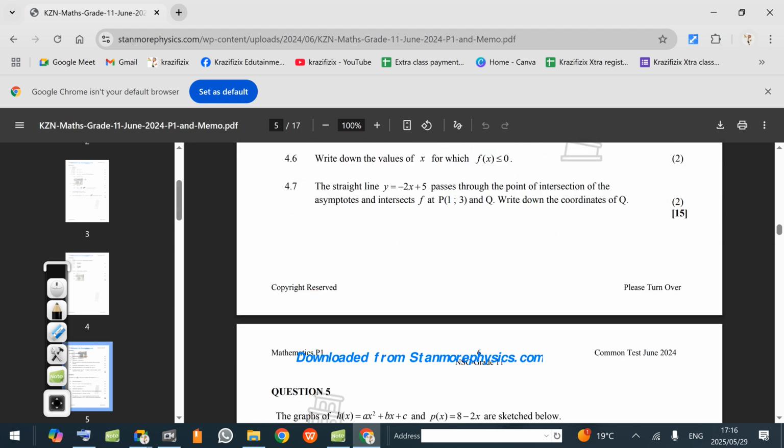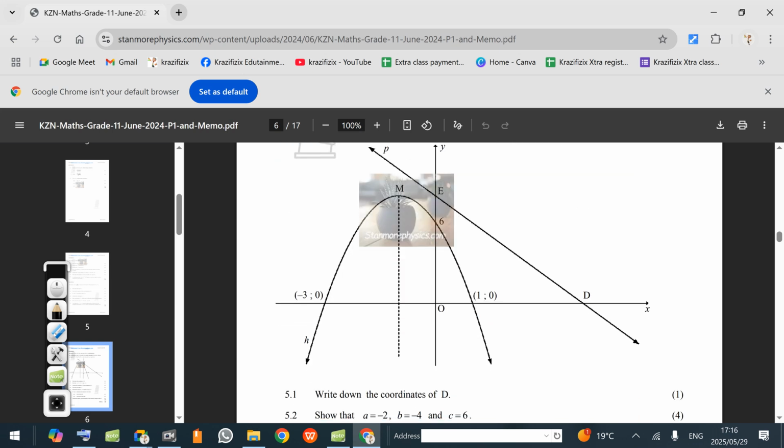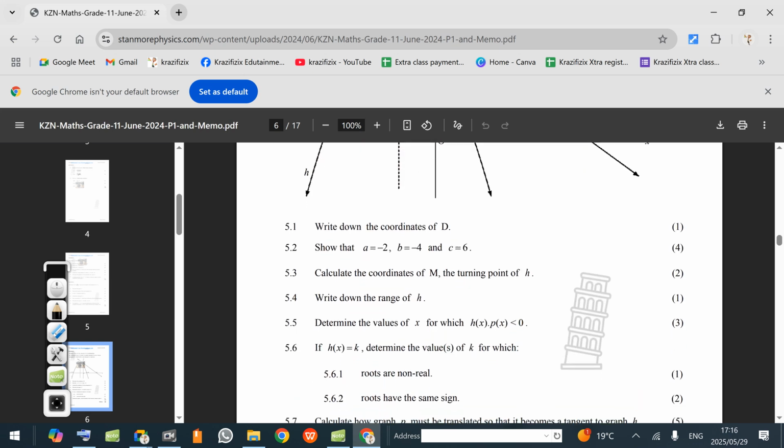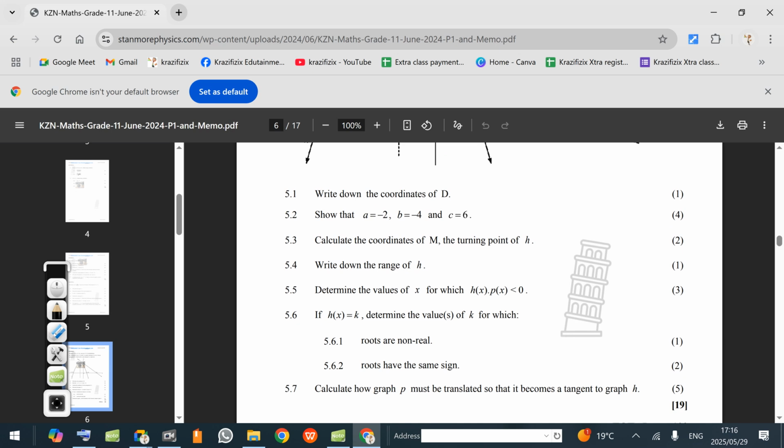Okay, exponential. At least today I want us to do hyperbolas. All right, so we have the graph already. Let's take the whole question. 19 marks.